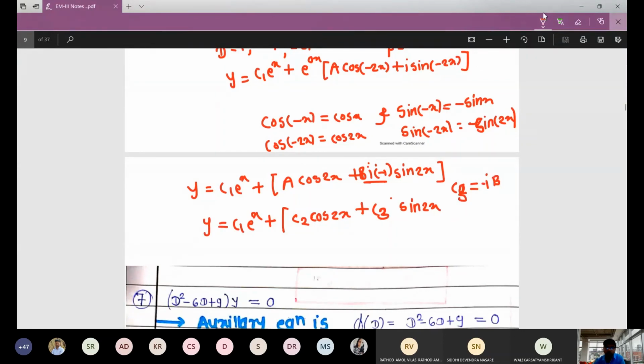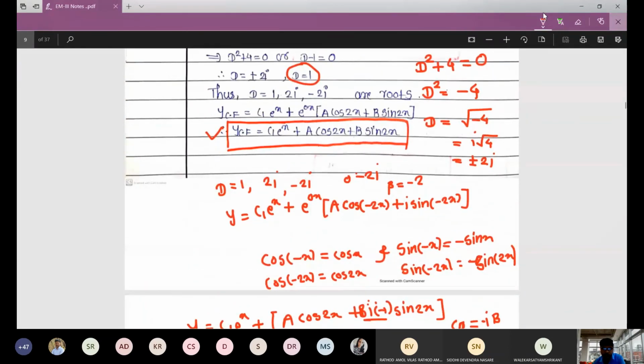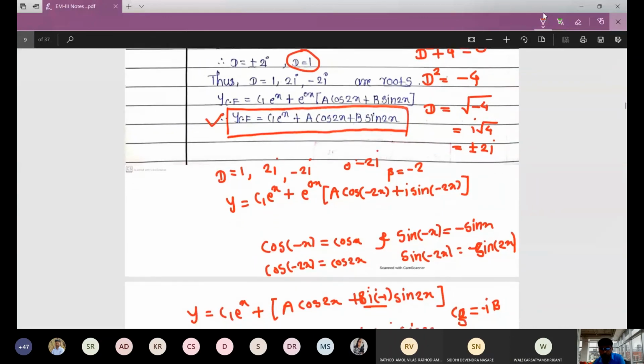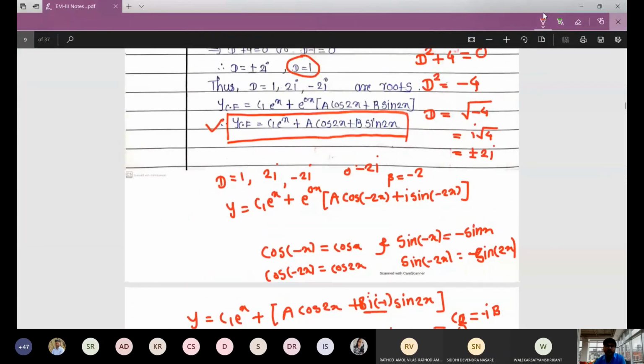Observe this solution. Here you got the solution y is equal to c1 e to the power x, a cos 2x, and b times sine 2x. But if you use the negative root, that means minus 2i, one more step you have to do: sine of minus 2x is equal to minus sine 2x. And again you have to replace this minus i beta by another constant, say c3, and you will get the solution y is equal to c1 e to the power x plus c2 cos 2x plus c3 sine 2x, which is equivalent to this solution. Do you understand?